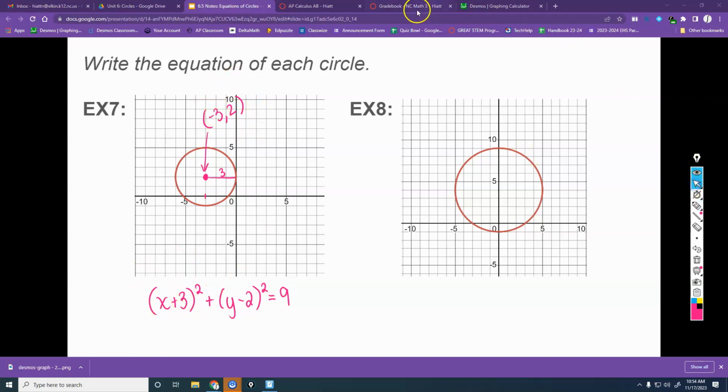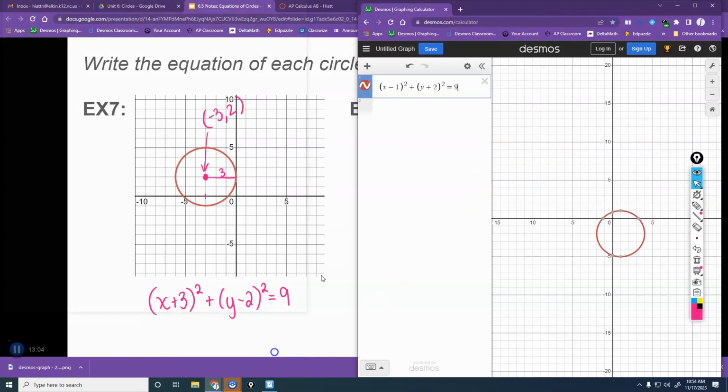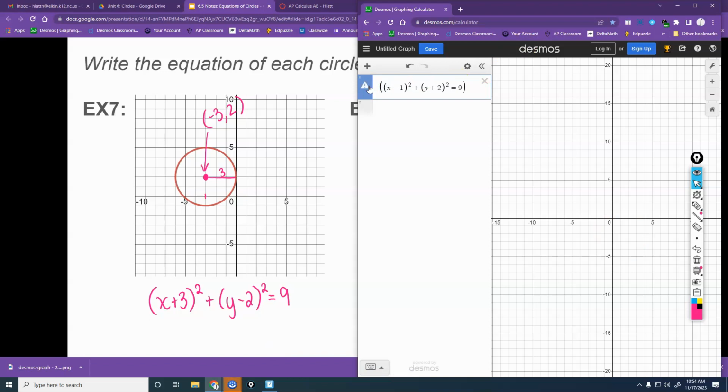And especially if you are not very confident in what you are doing for this, pull up Desmos. Type it in. Like that.